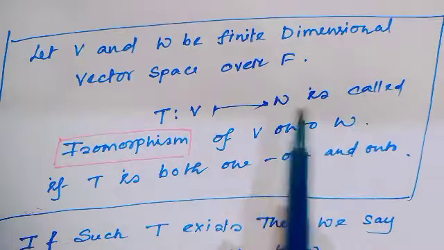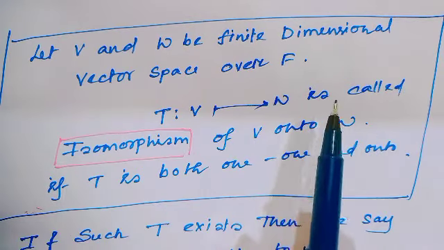Okay. Let V and W be finite dimensional vector spaces over a field.